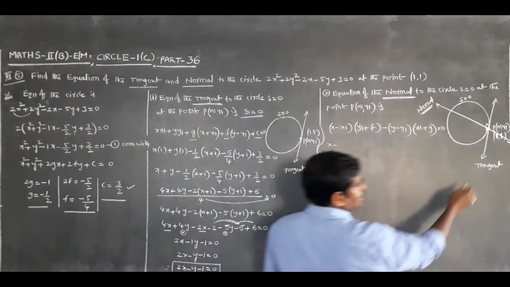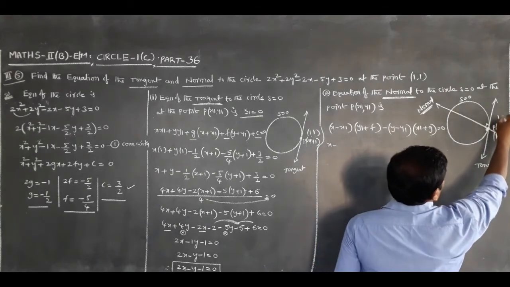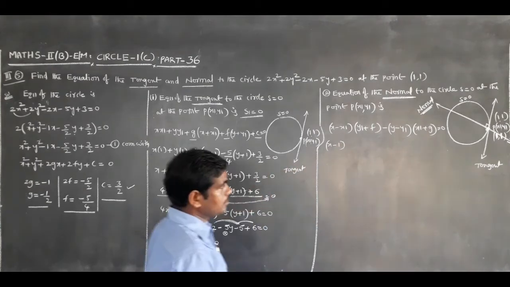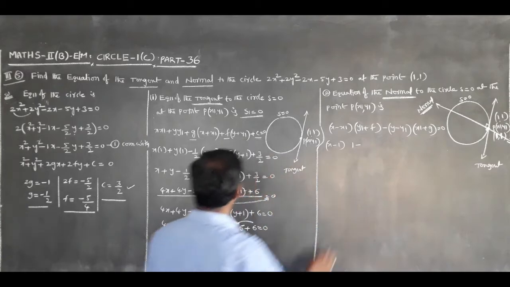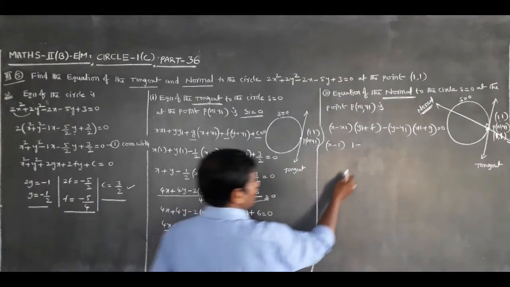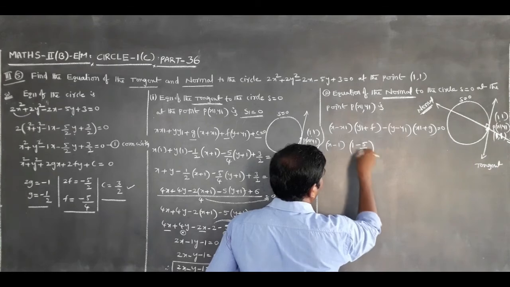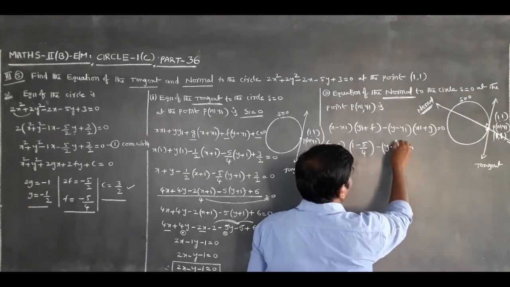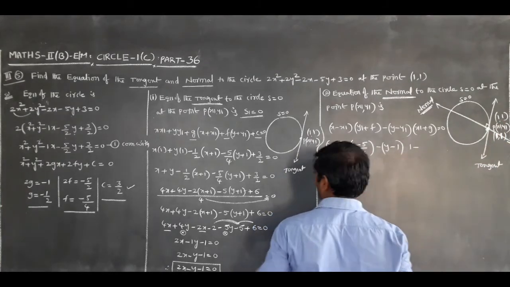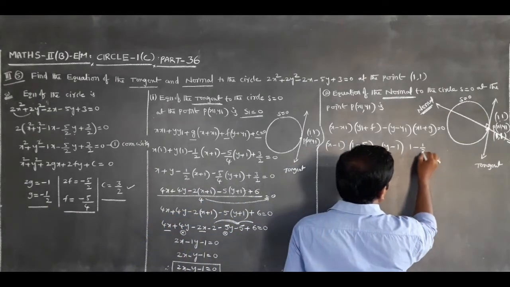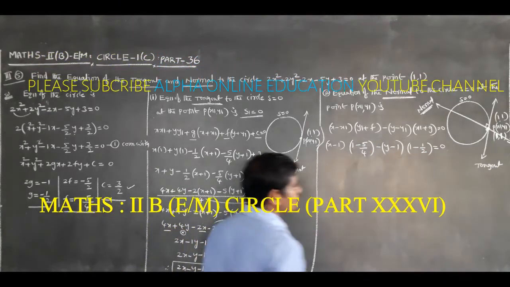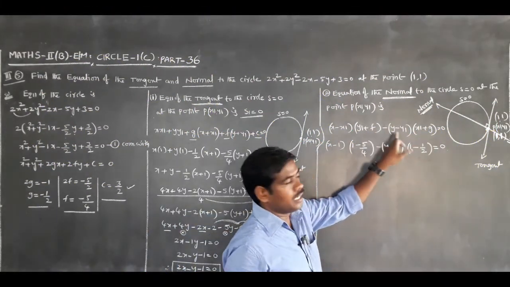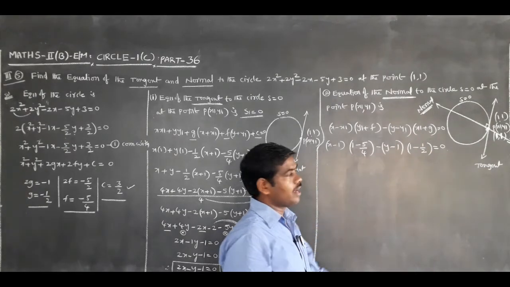Here x1 is equal to 1, y1 is equal to 1, f is equal to minus 5 by 4, and g is equal to minus 1 by 2. Substitute the g, f and x1, y1 values.